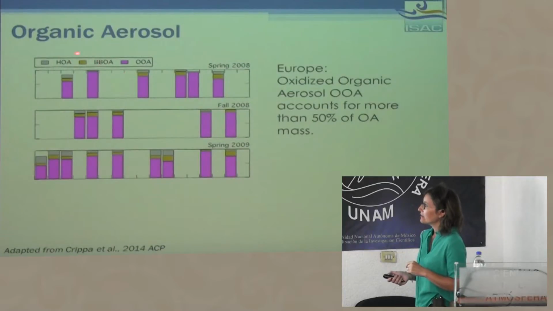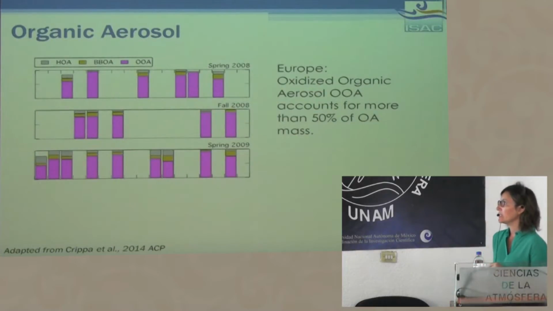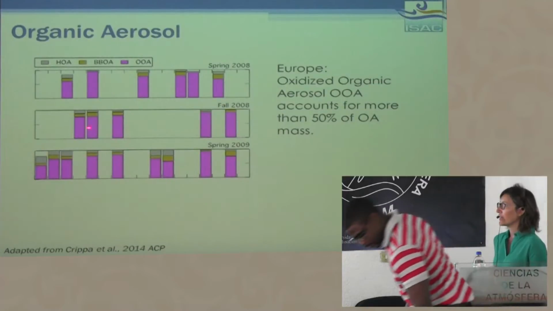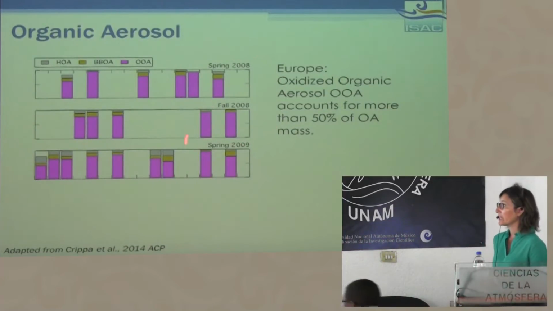A brown bar corresponds to the biomass burning organic aerosol, that here is organic aerosol emitted from wood burning for residential heating in fall, or agricultural waste burning in the spring season. But then again, also in Europe, the oxidized organic aerosol, so the secondary organic aerosol, accounts for the largest fraction of the organic aerosol mass, both during spring but also during the cold season.